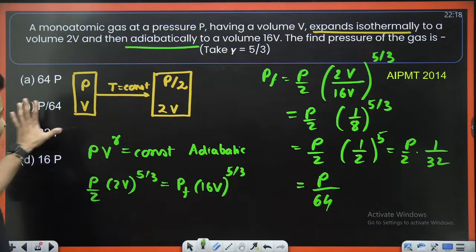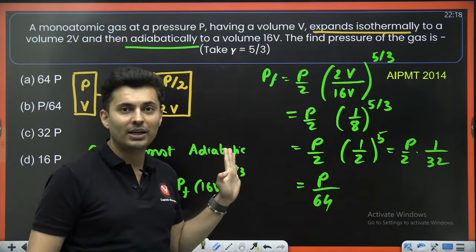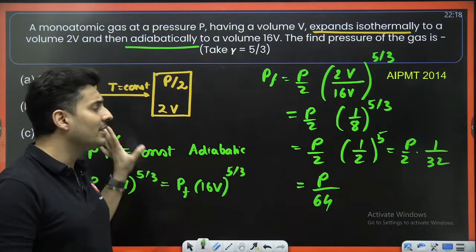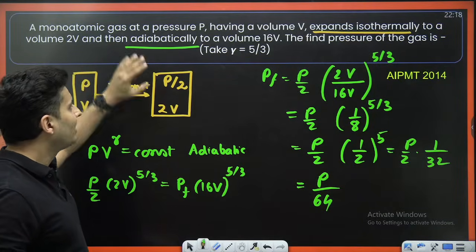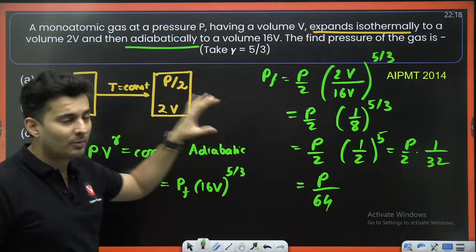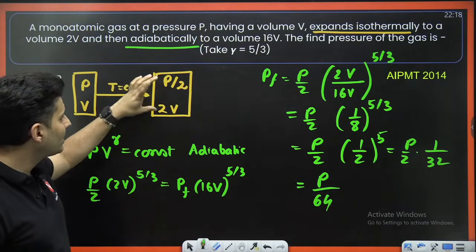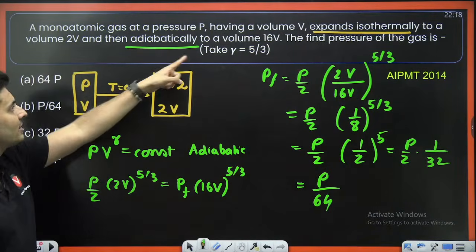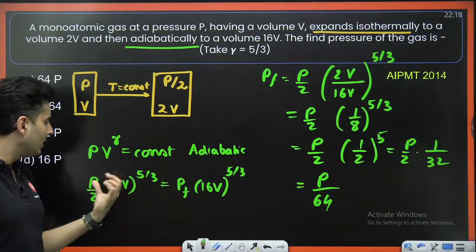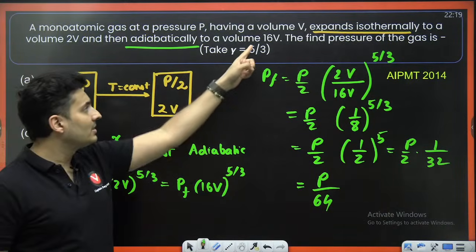See, awesome. So you have to solve this process step by step. This was the AIPMT 2014 question. It's not difficult. These are the kind of questions you get. It's just that you should know when to use what. First time, isothermal, so pressure into volume is constant. So I found the new pressure, new volume. Next time, PV raised to gamma is constant. Gamma is given, so I substituted that. Pressure is P by 2, volume is 2V, final volume 16V.